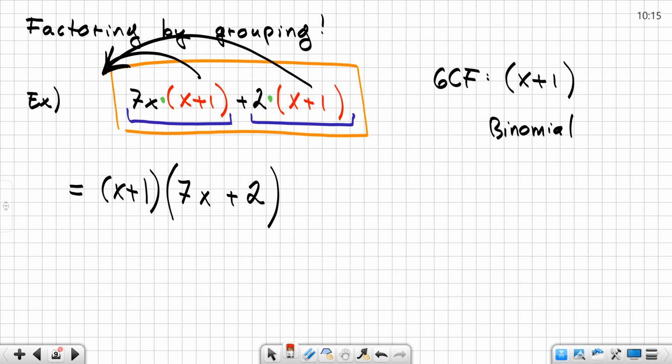I can multiply this out. I can say, what is x plus 1 times 7x? X plus 1 times 7x. Plus x plus 1 times 2. Well, multiplication can be reversed. This is the same thing that we have started with.